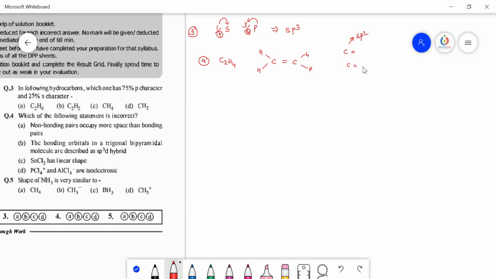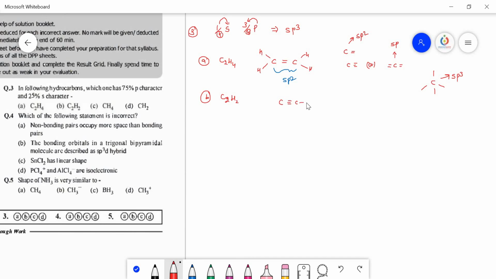Whenever a carbon forms a triple bond or 2 double bonds, one on each side, such a carbon's hybridization is always sp. If any carbon forms only single bonds, no pi bond or double bond, such a carbon's hybridization is always sp3. So now let us see here, both of these carbons are connected by a double bond, so for both of these carbons the hybridization is sp2. Now let us take C2H2.